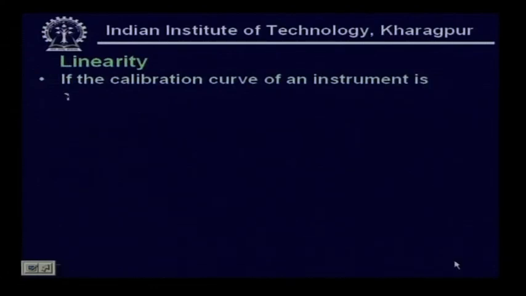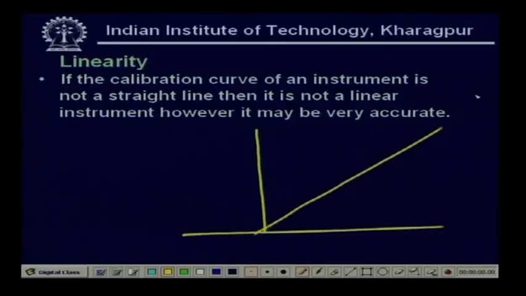Linearity of the calibration is very important, because in instrumentation we always prefer a linear sensor. There is a lot of problem if you do not have a linear sensor. The input output relation should be linear. Forget about the accuracy, I can have a non-linear characteristic that can be very accurate, but if it is linear, there is ease of calibration. If it is a linear instrument, its calibration is quite simple.